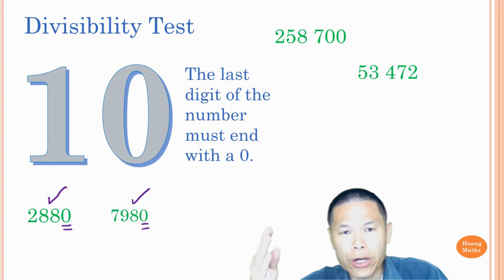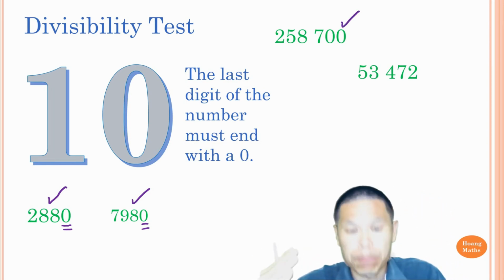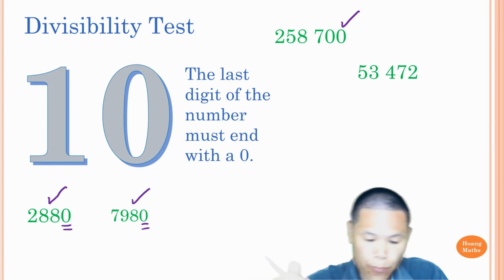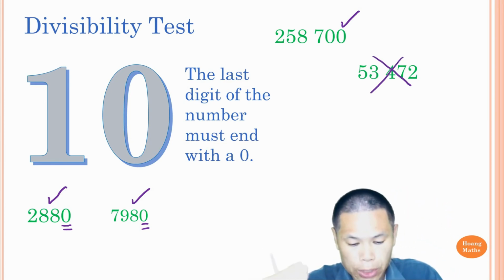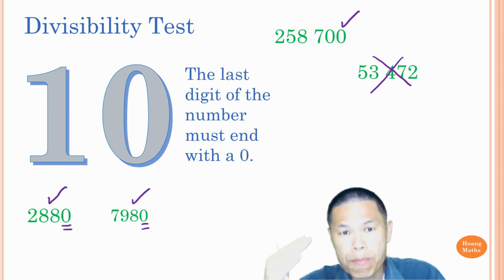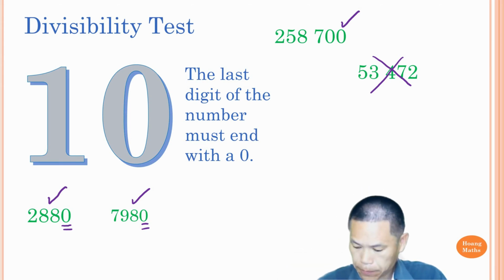Right, let's see if you got it correct, okay? So the first one is divisible by 10 because it ends with 0. And this number here is not divisible by 10 because the last digit is 2. Remember, in order to be divisible by 10, the last digit must be 0, okay?